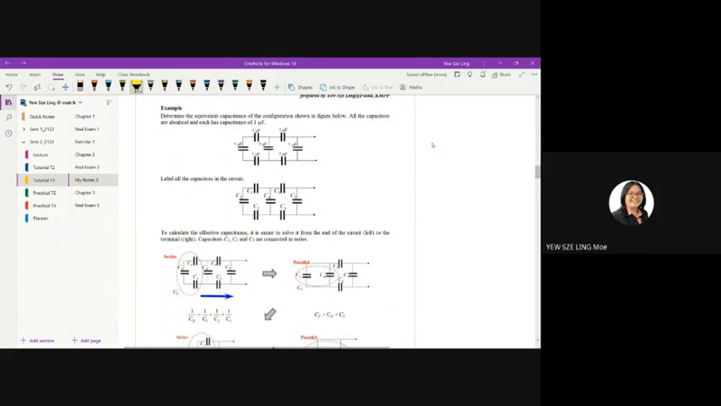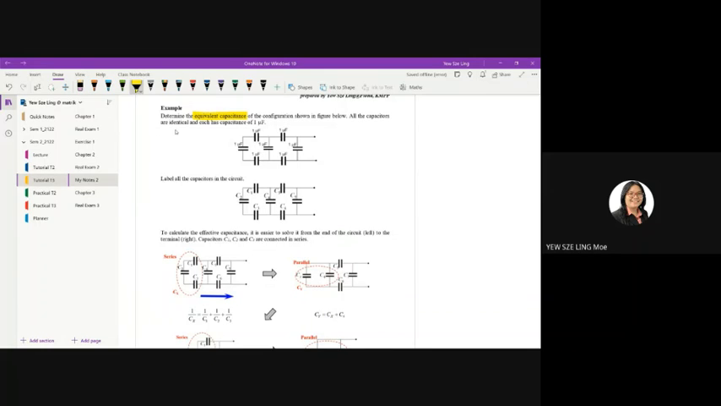Okay, now this is the thing that we want to discuss today. Examples. Now this is an example question: determine the equivalent capacitance. So equivalent means that it's an equal value. If you want to remove all this and replace it with a new one, that one we call equivalent capacitance.